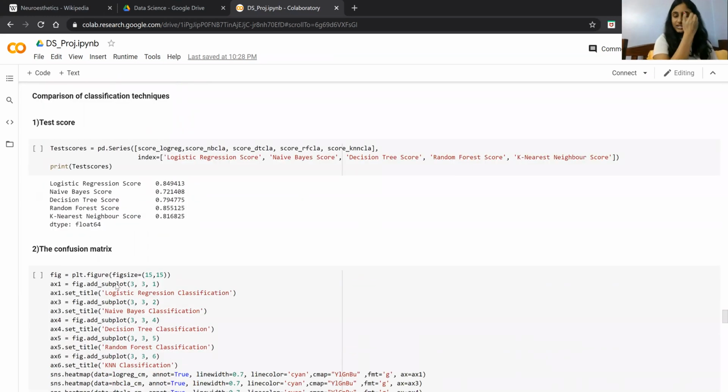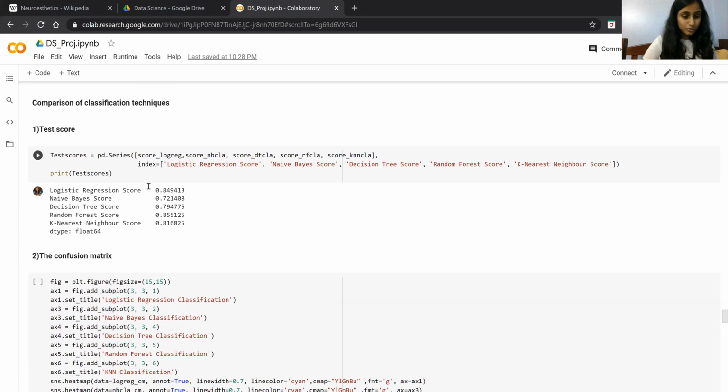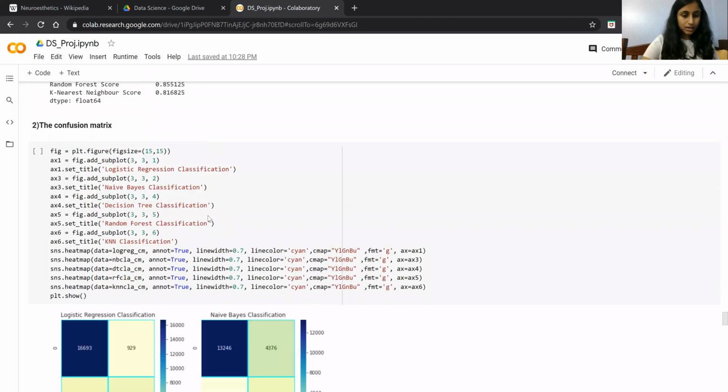Okay. So the main reason was to see how well these algorithms ran in order to predict whether it was going to rain tomorrow. Based on these scores, we can see that the random forest score is the best among all of them.